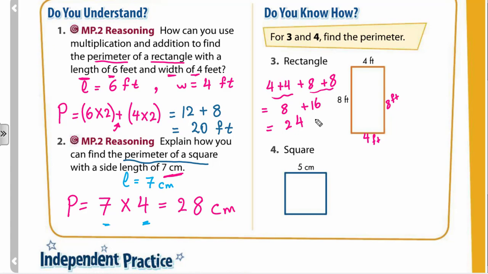The unit means what unit are we using here? Centimeters, inches, feet. Okay, thank you, my hero. Great work. And my heroes, we have another way to solve this question. You can solve it by multiplying 4 by 2 plus 8 times 2.